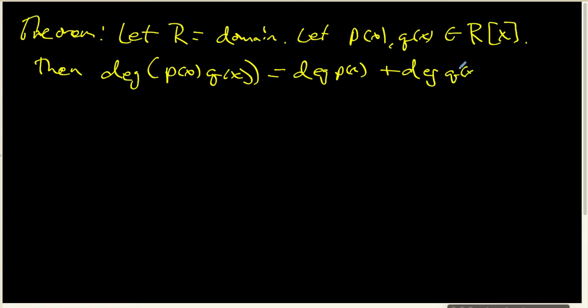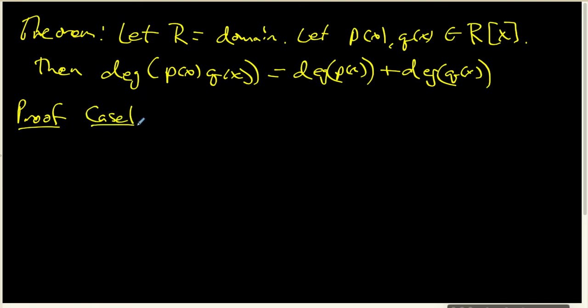And this is not an unexpected result if you think about how polynomial multiplication behaves inside of high school algebra classes. And inside high school algebra classes, the coefficients are always being drawn from a field, and fields, of course, are special kinds of domains. So the proof is going to be fairly simple, although we do want to break it into two cases.